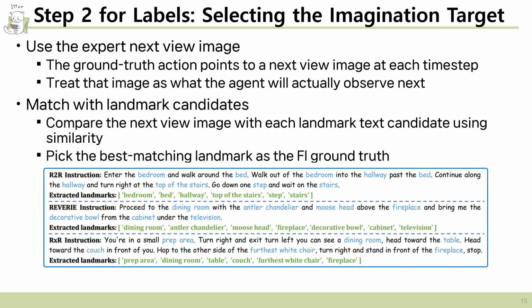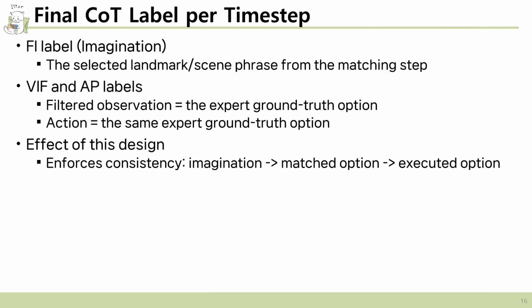So the imagination level is not random. It is tied to what the expert will see next, and also tied to words that appear in the instruction. Once we have the imagination level, we can build the full level for one time step. The FI level is the selected landmark or short scene place from the matching step.